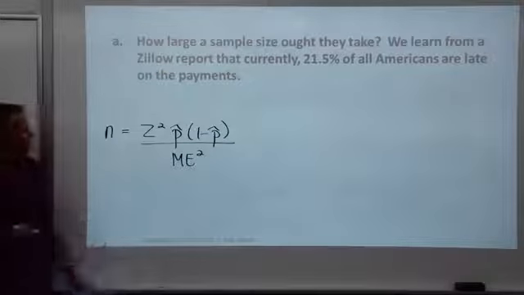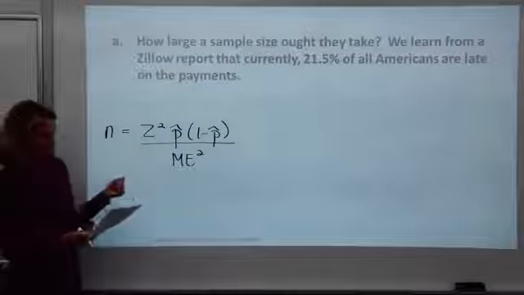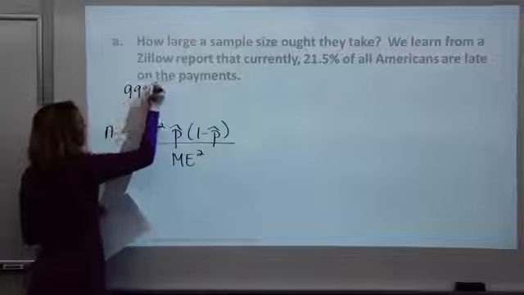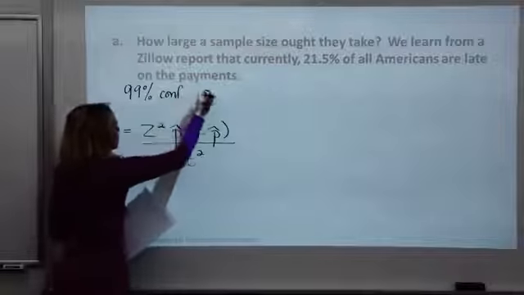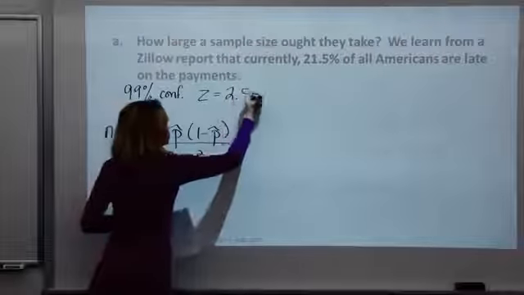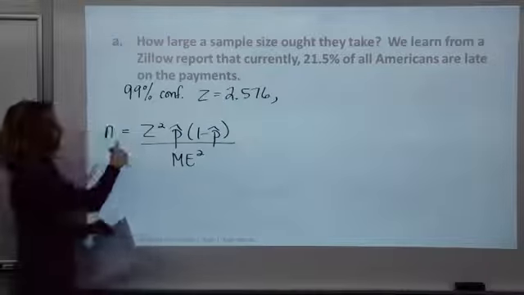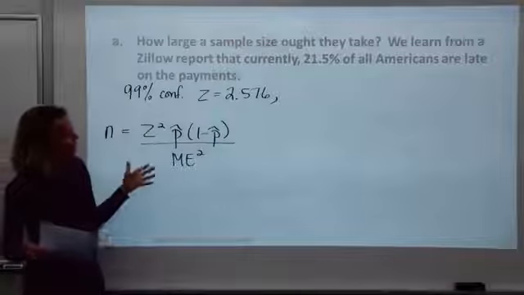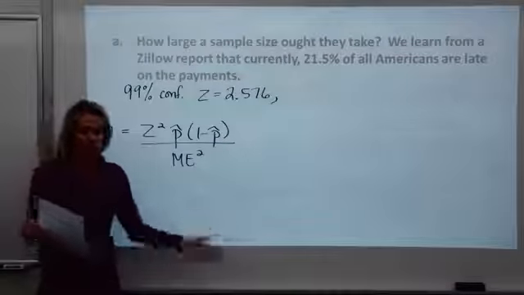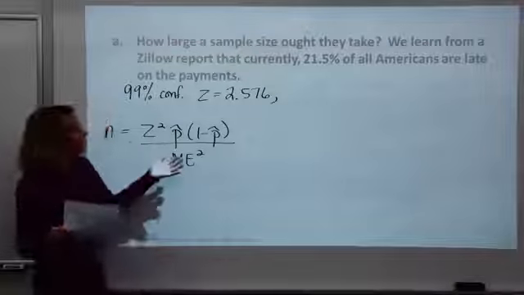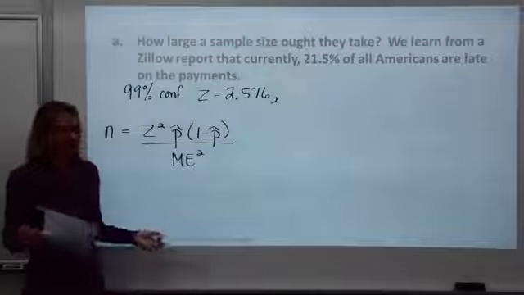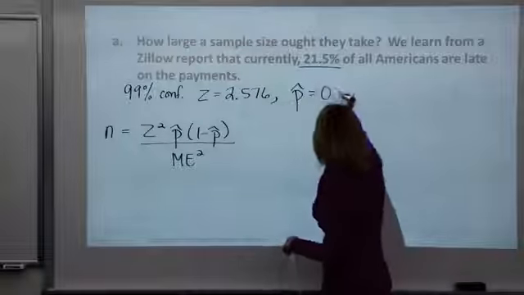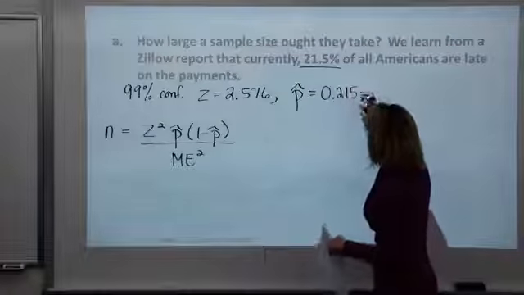Before I plug in the values into that, I'll summarize what we know. This time we want to be 99% confident. So because you want to be 99% confident, the z-score that you'll use is 2.576. So we'll have that. We learned from Zillow that 21.5% of Americans are late on their payments. We're going to assume for now that that percentage will work for Cecil County as well, so we're going to use that as our best guess for p hat. So we'll say p hat as a decimal is 0.215.